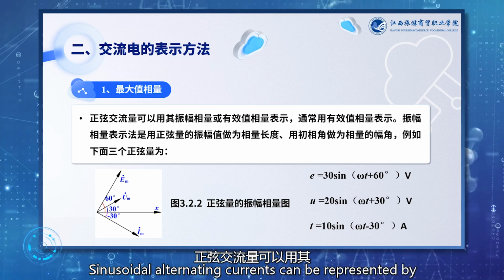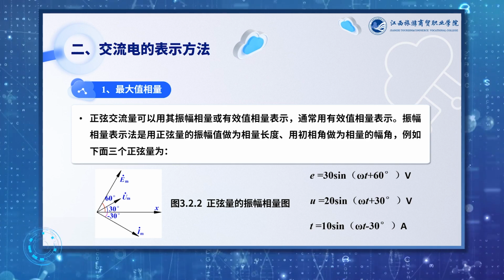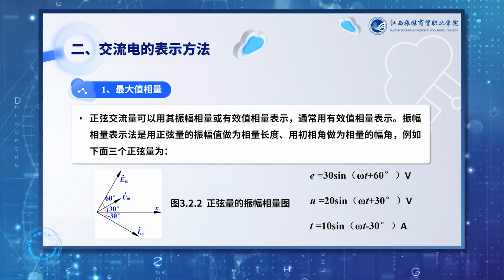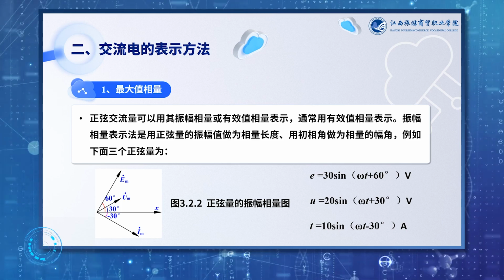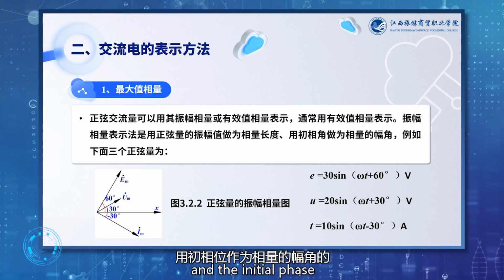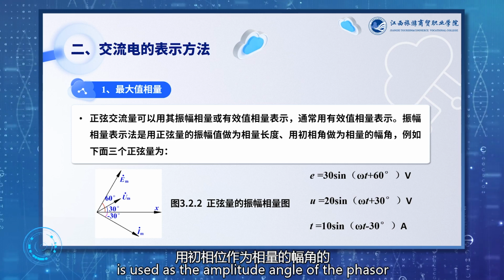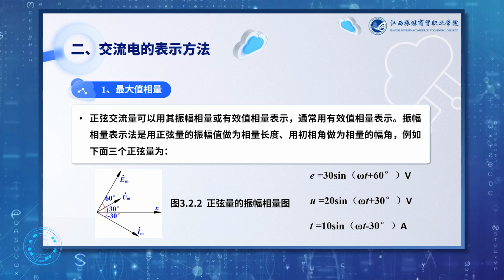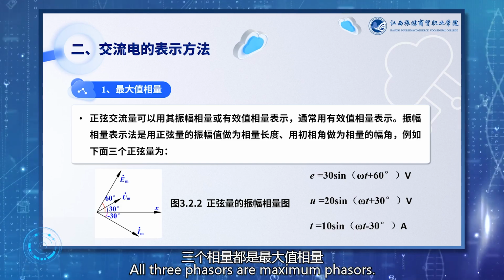Sinusoidal alternating currents can be represented by amplitude phasors or effective value phasors. Usually, effective value phasors are used to represent them. Phasors are represented by capital letters with a dot above. If the maximum value is used as the length of the phasor, and the initial phase is used as the amplitude angle of the phasor, it is called the maximum value phasor. As shown in Figure 3.2.2, all three phasors are maximum phasors.